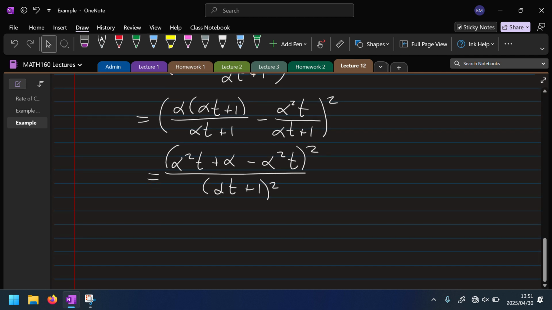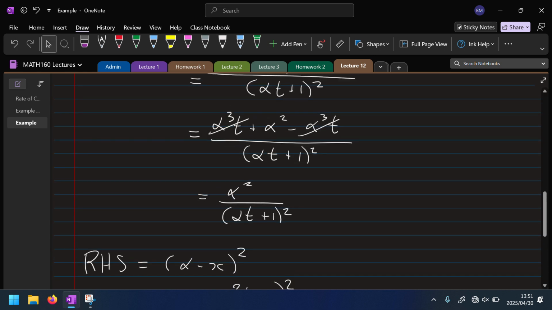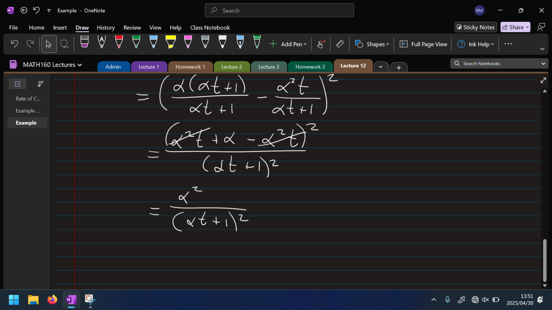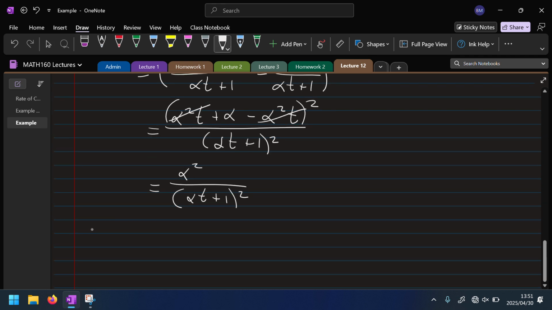Now on the top, we've got alpha squared t minus alpha squared t. That can go. So we're left with alpha at the top in the brackets squared. So that's alpha squared over alpha t plus 1 squared. And we just compare that to what we had before. That was the left-hand side, that's the right-hand side. They're equal. Done. So we've matched left-hand side to right-hand side, so the equation is true.